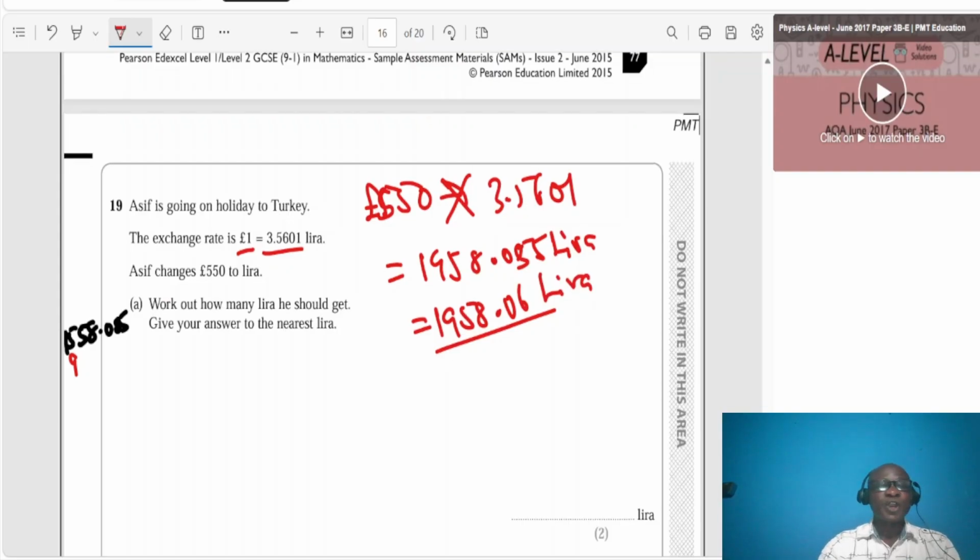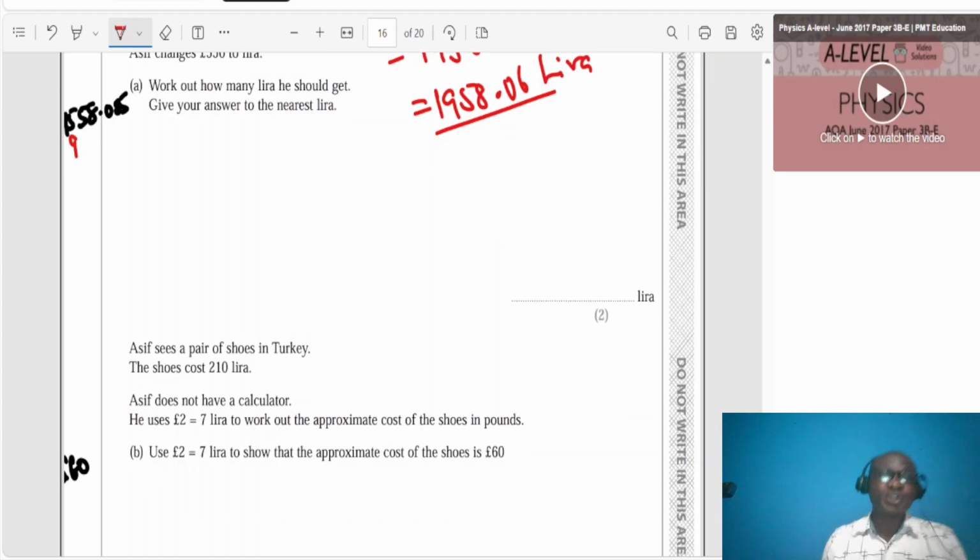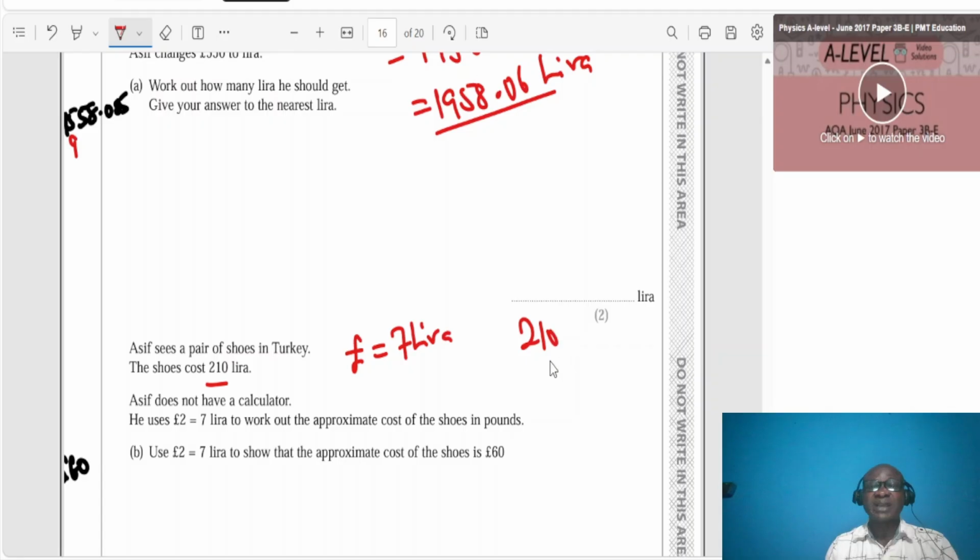Now, going back down to the B part, it's as if he sees a pair of shoes in Turkey. The shoes cost 210. So since he doesn't have a calculator, he estimated that every £2 should be equal to 7 rila. Therefore, we are asked to work out the approximate value of the shoes in pounds. So what we are going to do is divide that 210 by what? By 7, since every 7 makes 2 pounds.